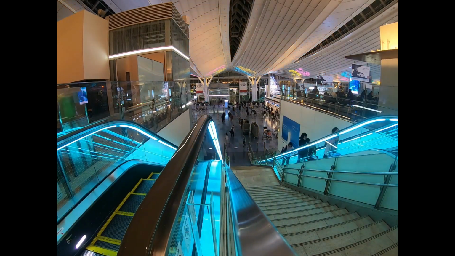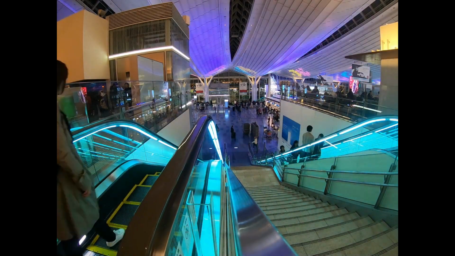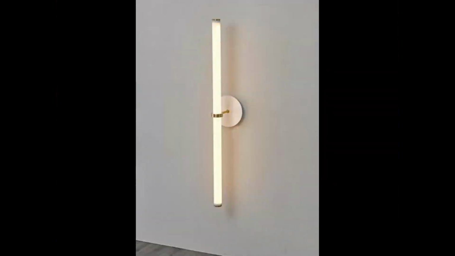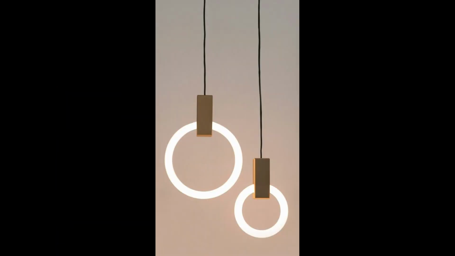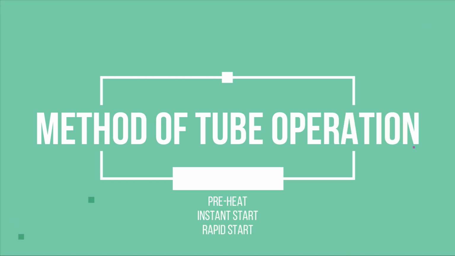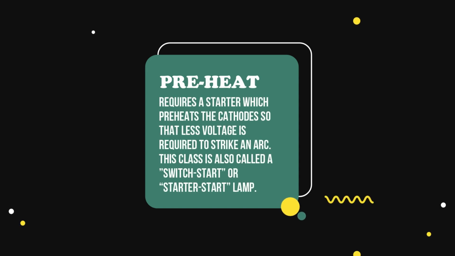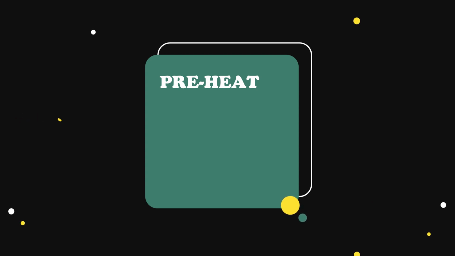Fluorescent lamps are classified according to shape and to the method of tube operation. For the shapes, we have standard, slimline, and circline, and for the method of tube operation, we have preheat, instant start, and rapid start. For the preheat, it requires a starter which preheats the cathodes so that less voltage is required to strike an arc. This class is also called a switch start or starter start lamp.